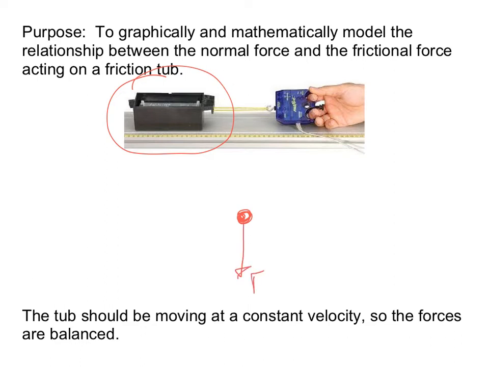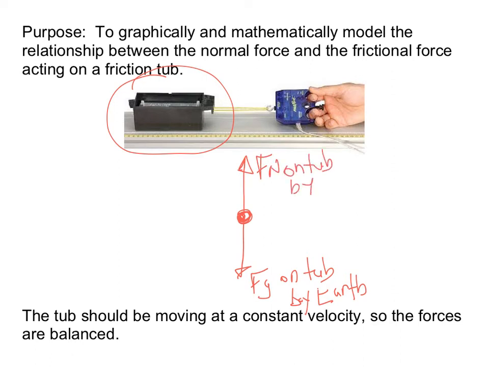So our forces here is a force of gravity on tub by Earth, and the normal force on tub by surface. And in this case, the surface that we're using was a plank of wood. And we knew that these were equal because it was not accelerating up or down.